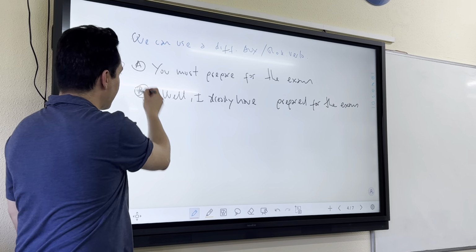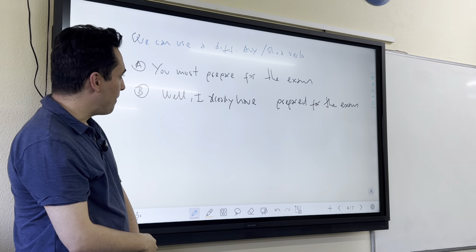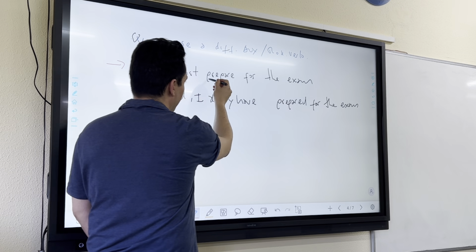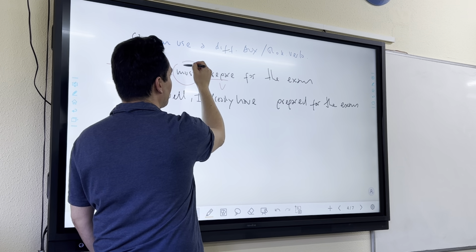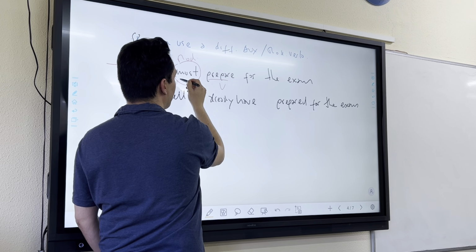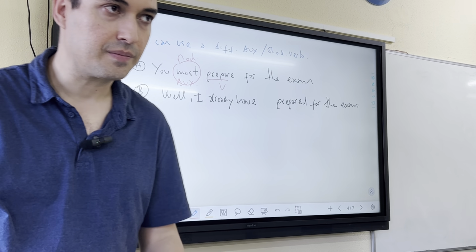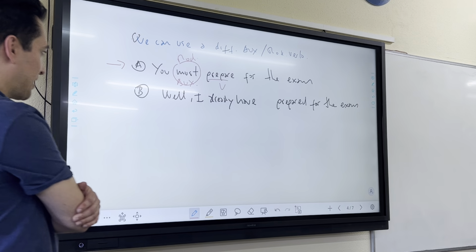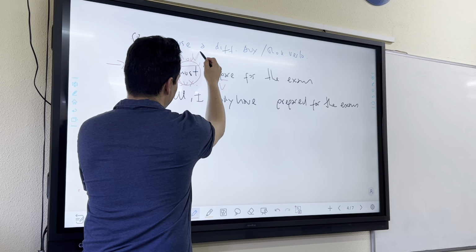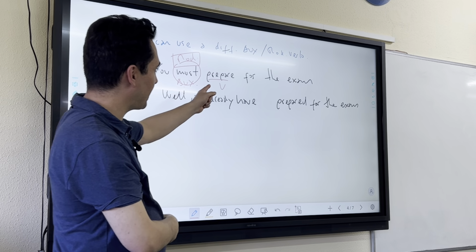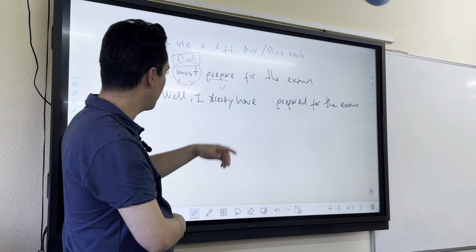Okay, this is A. What is the main verb? Must or prepare? Prepare is the main verb. And what is must? Must is a modal verb, okay? It's a modal verb, but it can also work as an auxiliary verb. It's mainly a modal, but sometimes modals can work as auxiliary verbs. In this case, the main verb is this one, not this one.